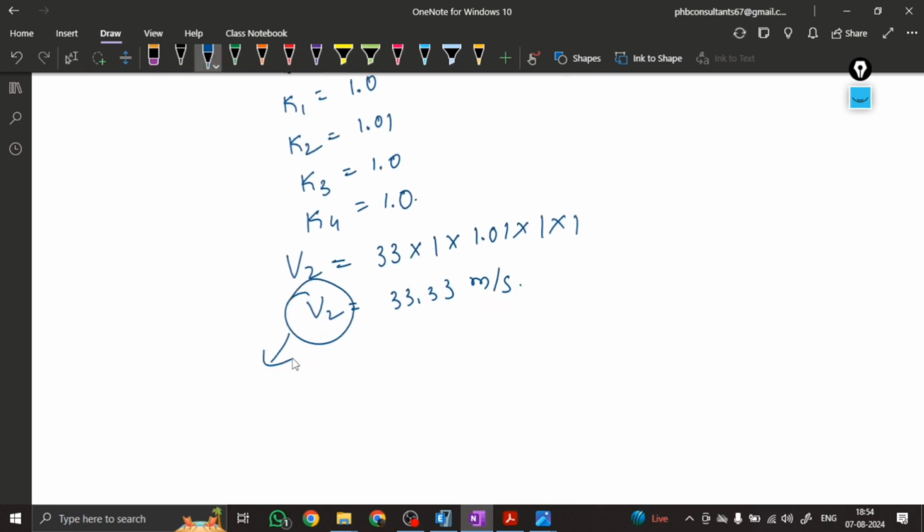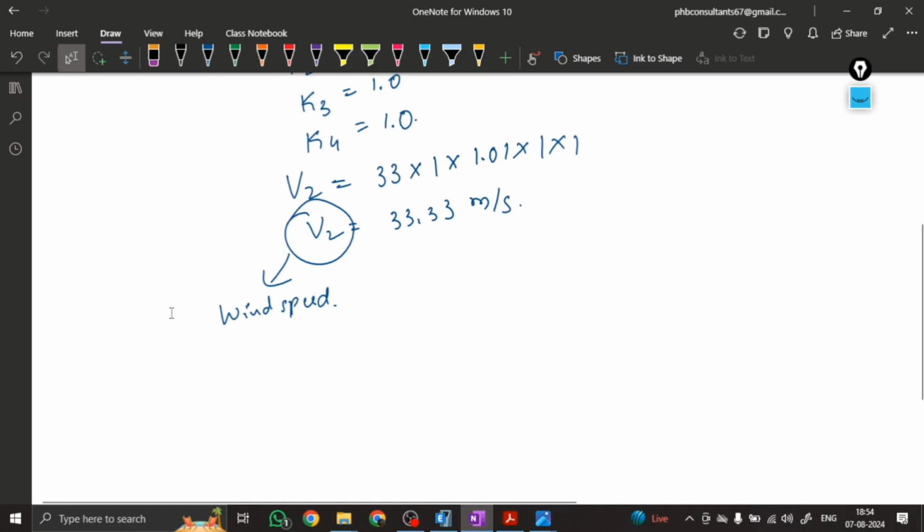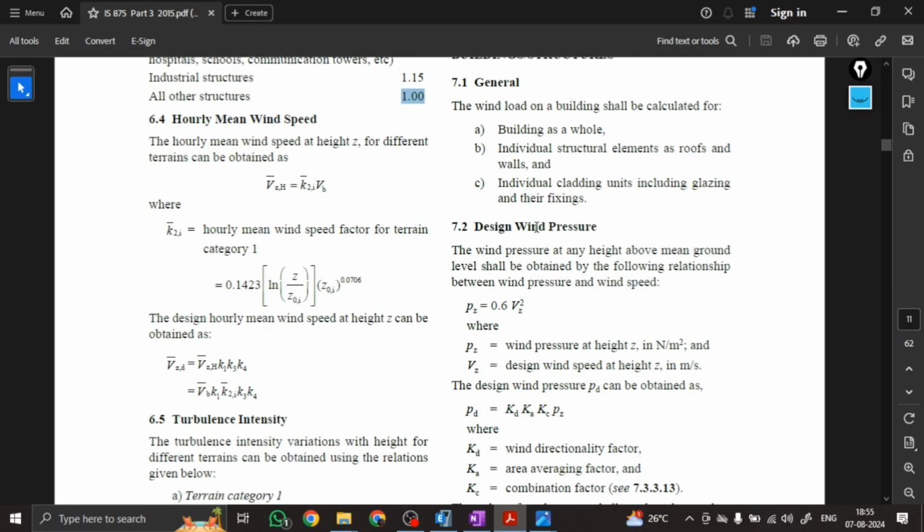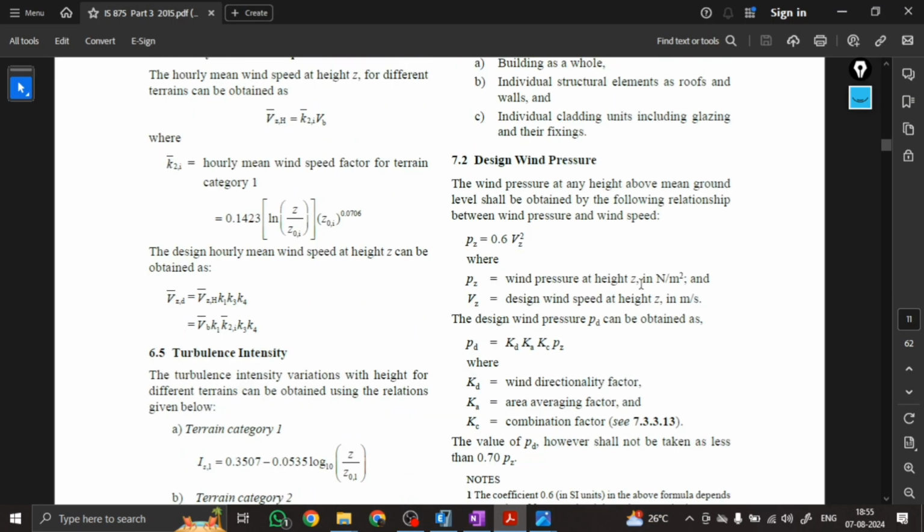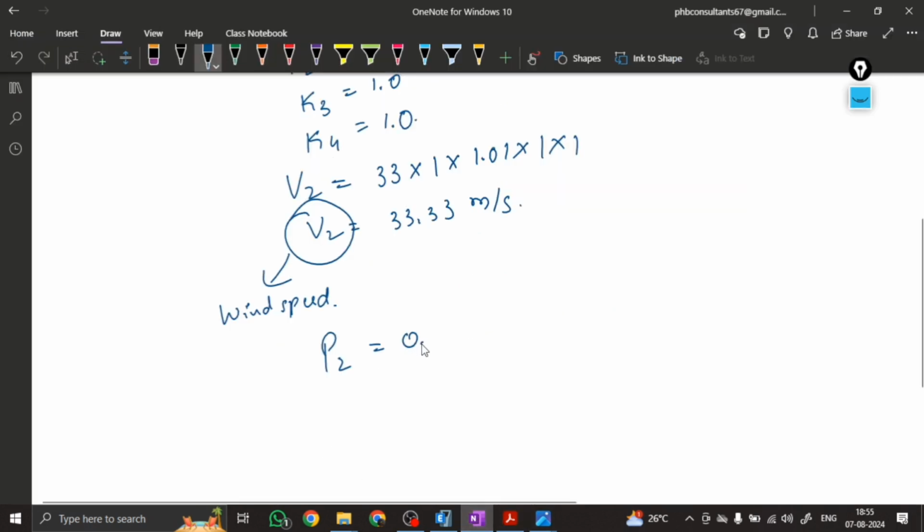Now this is our wind speed. Now we calculated the wind speed. Now we have to calculate the wind pressure. Wind pressure means, I already discussed about this, Pz. This Pz is the wind pressure at height Z. So this formula is present in 7.2. Here it is, design wind pressure. Pz is wind pressure at height Z. 0.6 Vz square is our formula.